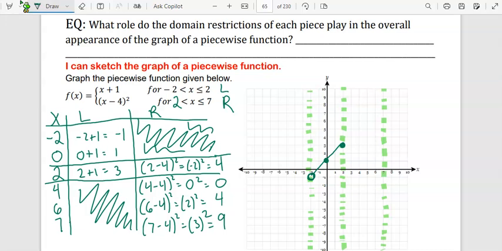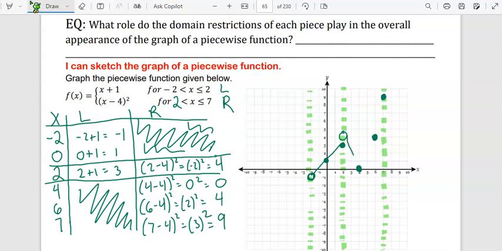Okay, now we have 2, 4. That doesn't have a line, so we're going to put a hole. 4, 0. That's a point. It's part of the quadratic. 6, 4. Put that right there. And then 7, 9. And that's the end of the piecewise.